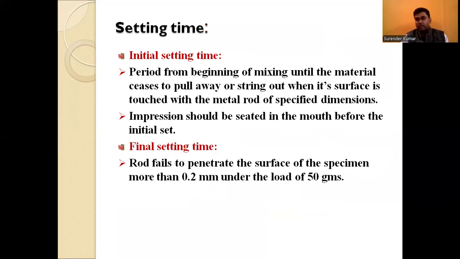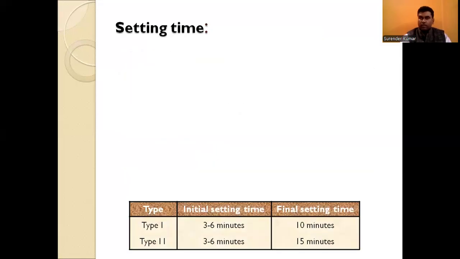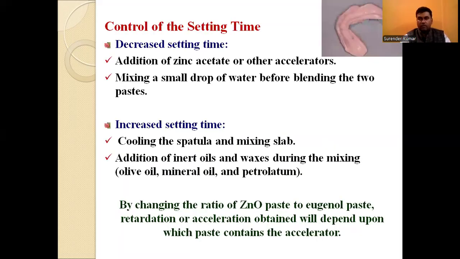Then the final setting time: the rod fails to penetrate the surface of the specimen more than 0.2 mm under a load of 50 grams. So basically, there are setting times for type 1 and type 2. The initial setting time of 3 to 6 minutes is the same for type 1 and type 2. Final setting time is 10 minutes for type 1 and 15 minutes for type 2. We normally use type 2.